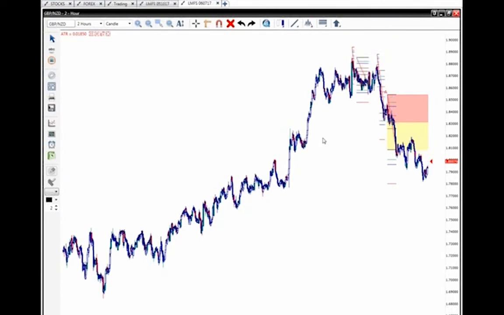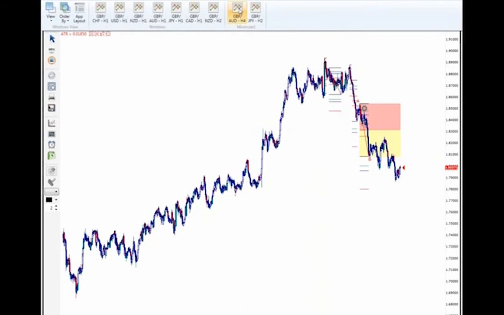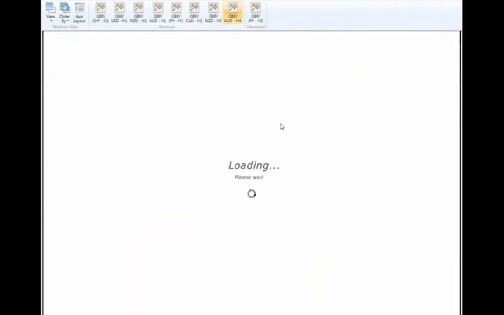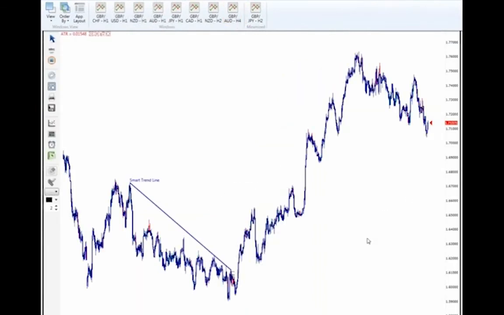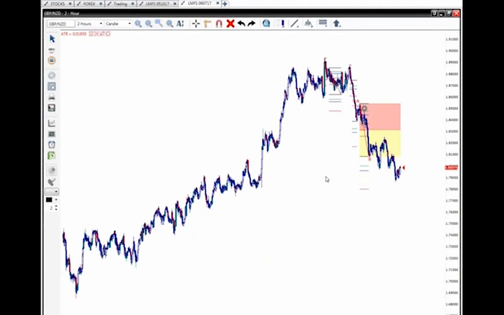Let me go ahead and pull up, hold on, let me see. Maybe it was the pound Australian. Okay, let me show you, maybe I'll show you the pound New Zealand. Let's go ahead and show you the pound New Zealand here.